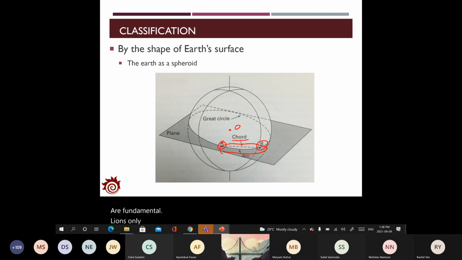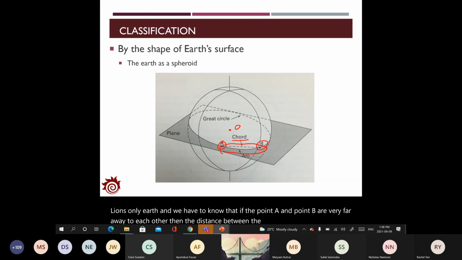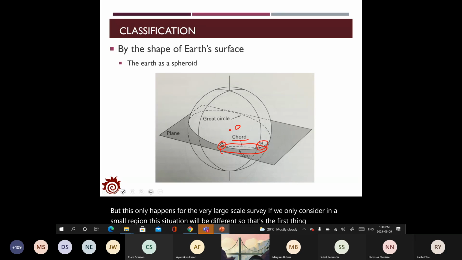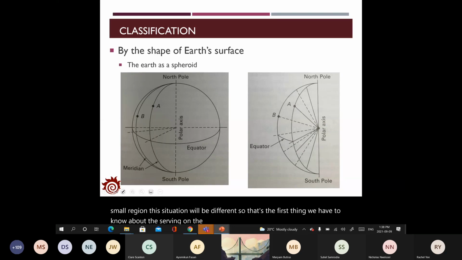And we have to know that if point A and point B are very far away from each other, then the distance along the chord and the arc will be very different. But this only happens for very large scale surveying. If we only consider a small region, the situation will be different. So that's the first thing we have to know about surveying on the Earth as a spheroid.